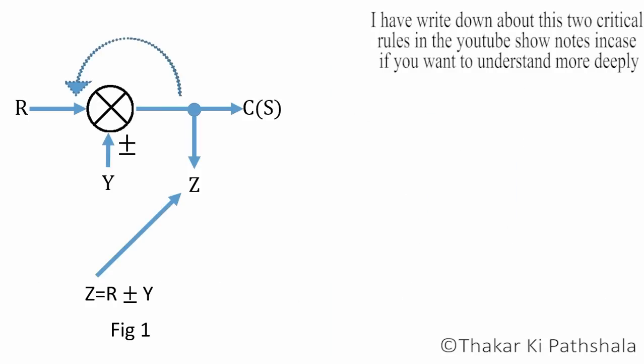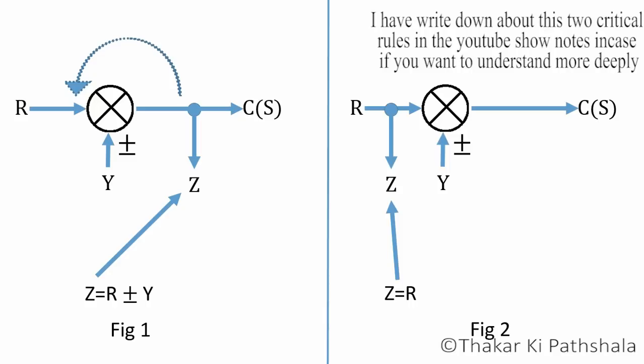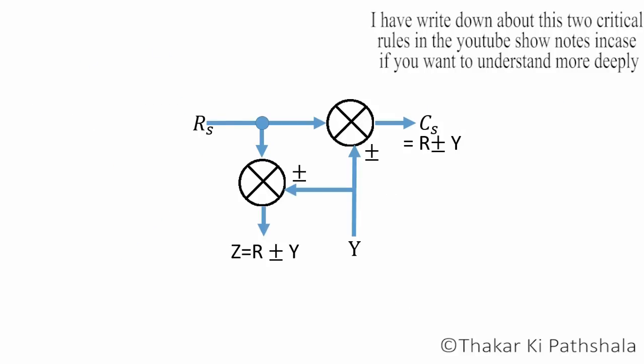If we look at figure number 1, then the output of the takeoff point branch is Z equal to R plus or minus Y. But if we move it to before the block, then the output will become Z equal to R. To compensate this error, we are subtracting Y if it is being added at the summing point, and we are adding Y if it is being subtracted at the summing point.